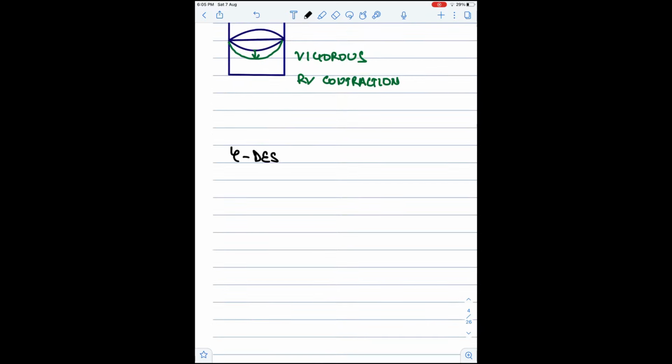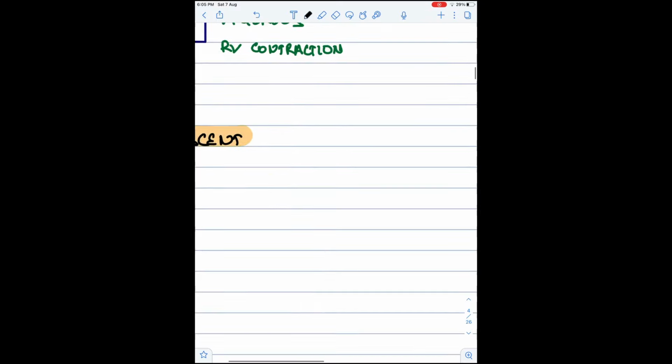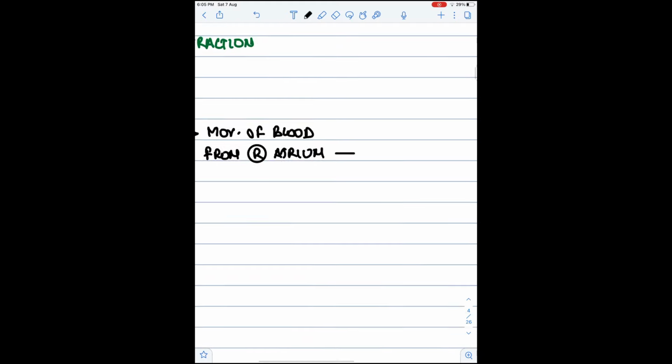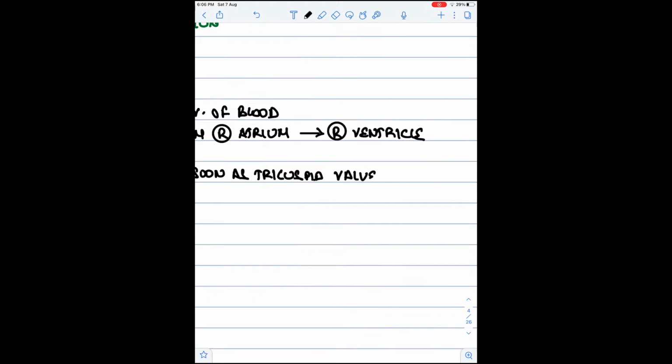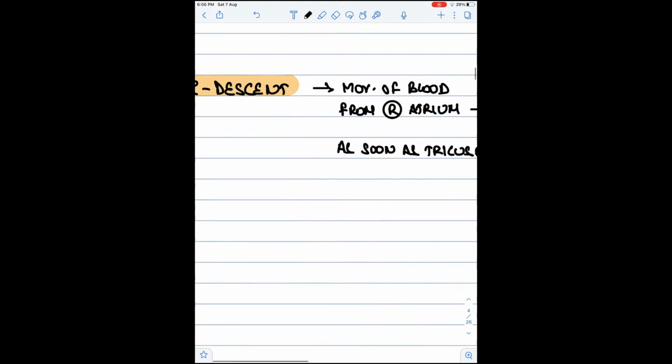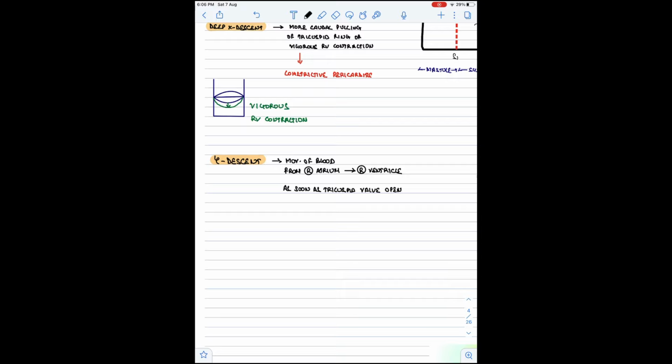Now comes Y descent. The Y descent is the last waveform in the JVP and it occurs due to movement of the blood from the right atrium into the right ventricle, as soon as the tricuspid valve is open.